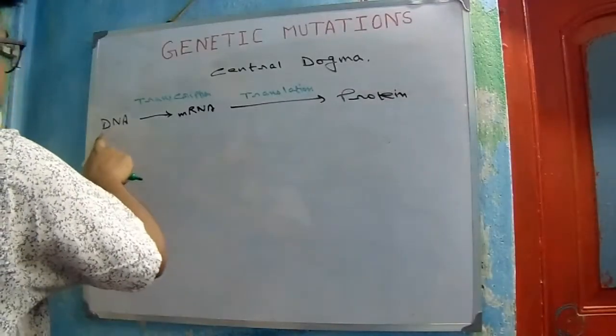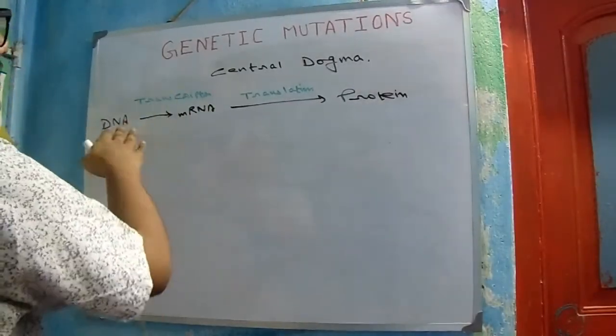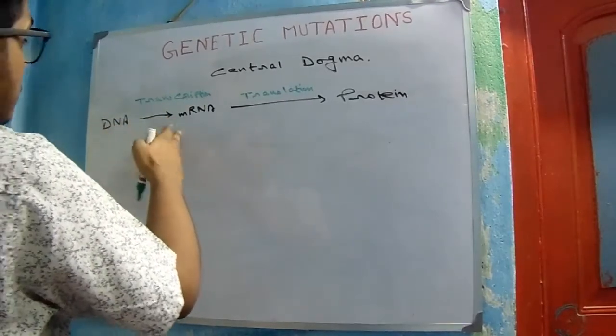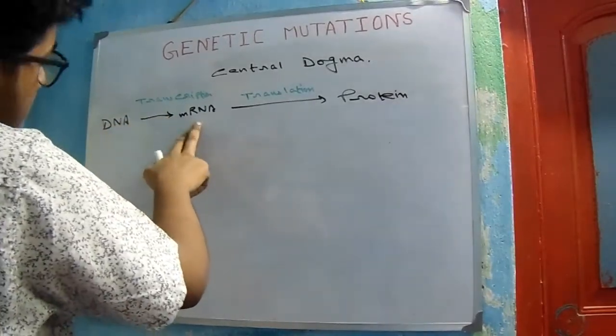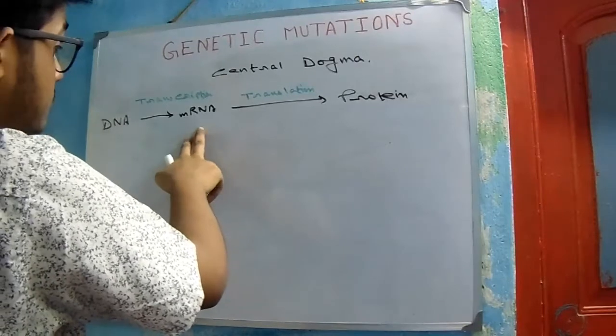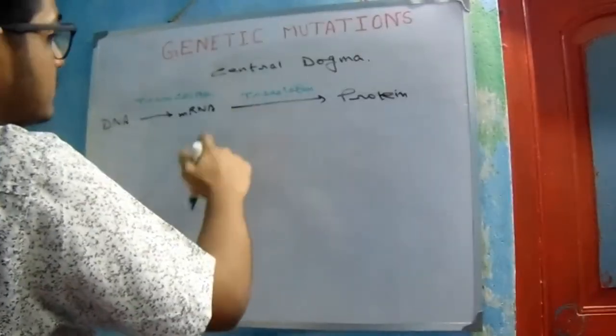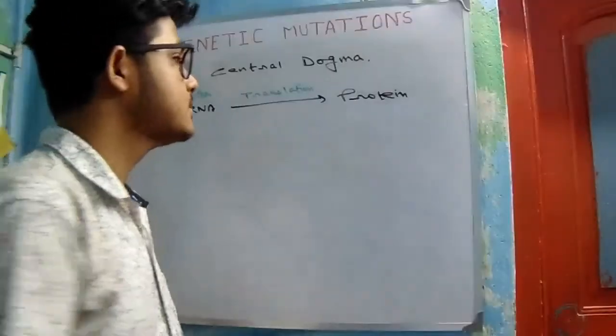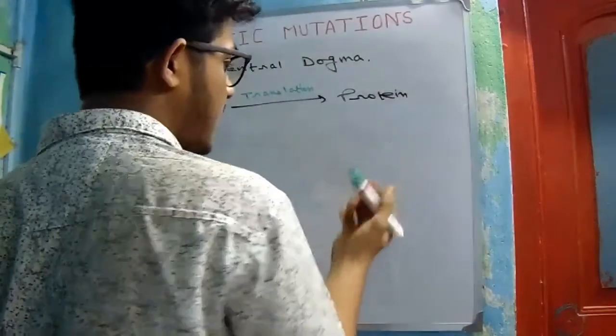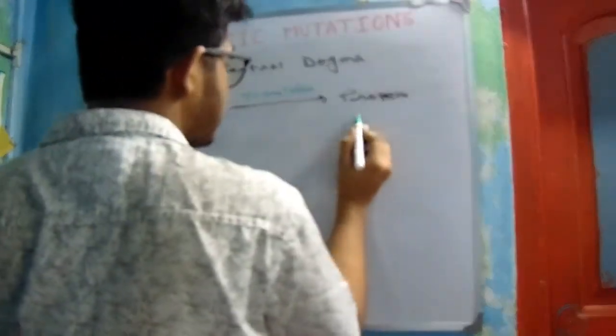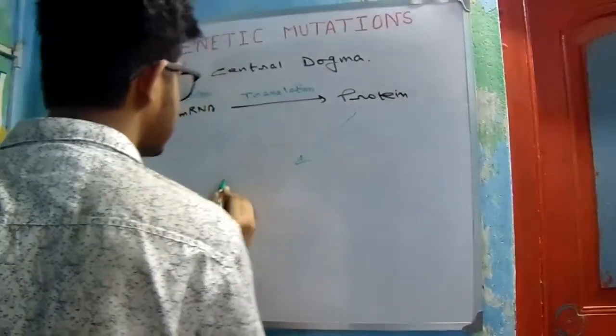And when there are some defects at the DNA level, it goes on after transcription, it forms mRNAs, and the error continues to go, and it undergoes translation, and there form the defective proteins or wrong proteins. So this type of mutation is called spontaneous mutation.